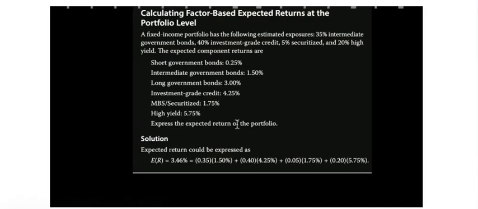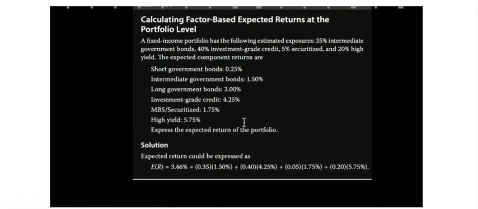Express the expected return of the portfolio. Well, it's telling us what our exposures are. 35% intermediate government bonds, and the intermediate government bonds premium is 1.5. So this 35% is our beta, it's 0.35. Remember, we have a constrained regression. Our betas must sum to 1. Let's see if this sums to 1. 35% and 40 is 75, and 5 is 80, and 20 is 100%.